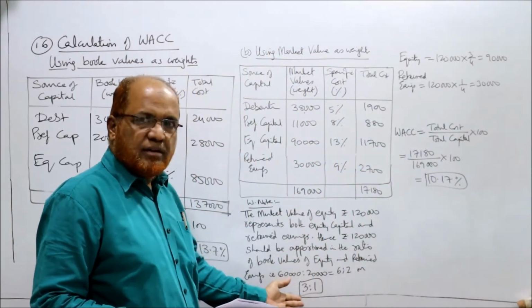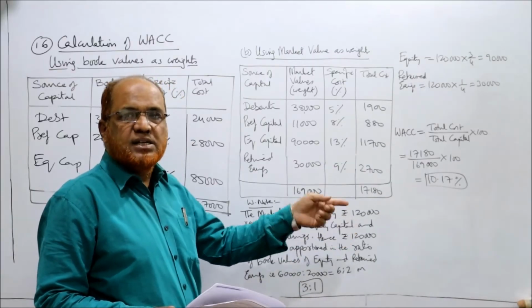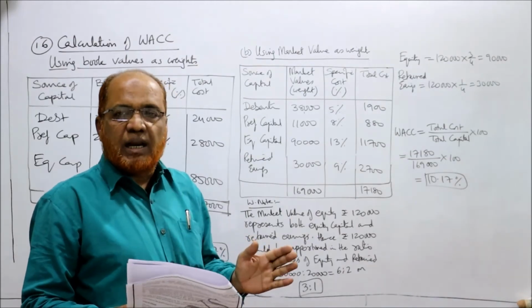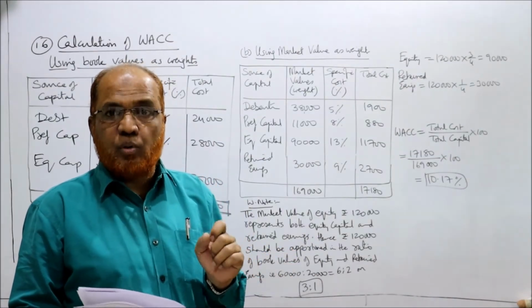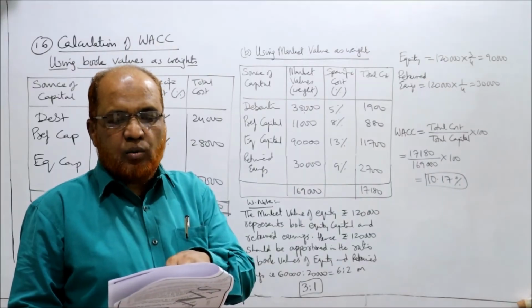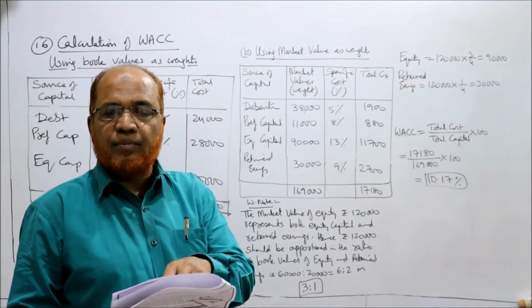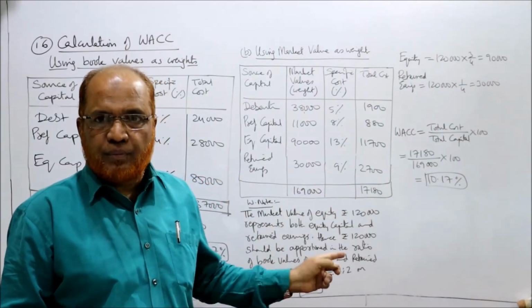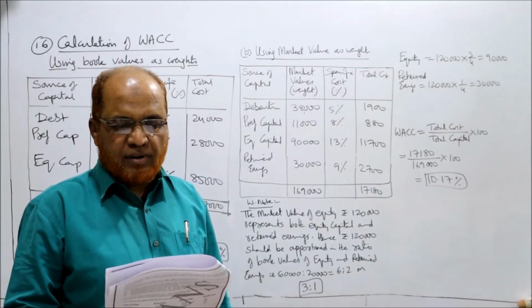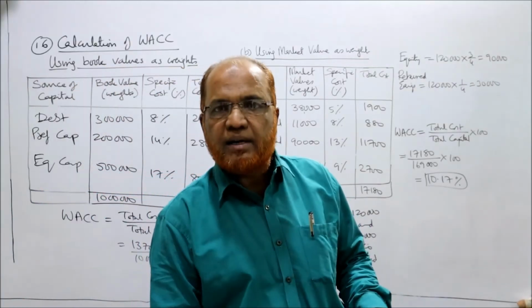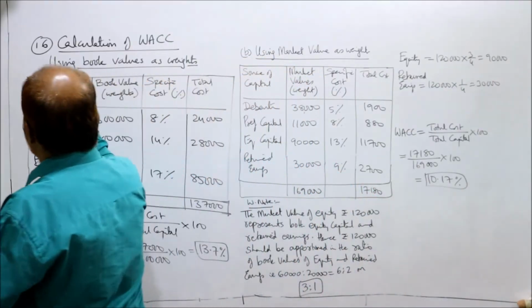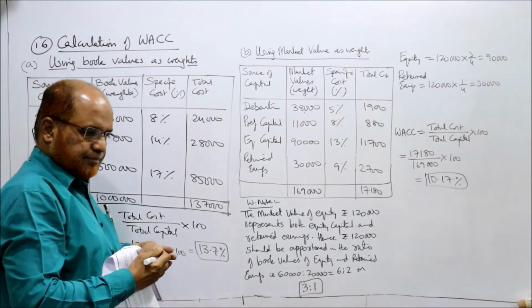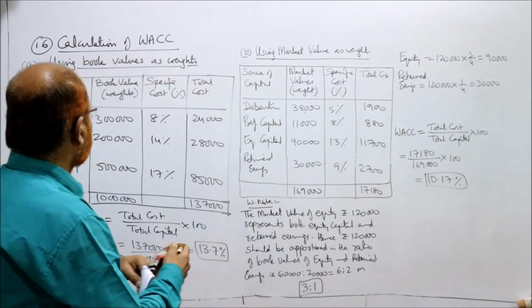The same sentence, the market value of equity 10 lakh rupees is representing both equity and retained earnings. So we have to divide the 10 lakh rupees in the book value ratios. Book value ratio. So what is the book value ratio? Equity 5 lakh and retained earnings 1 lakh. So 5:1. So 10 lakh rupees should be divided in the ratio 5:1. Then specific costs are given. Determine the WACC using book value weights and market value weights. So first of all, here I am taking A, using book value weights.